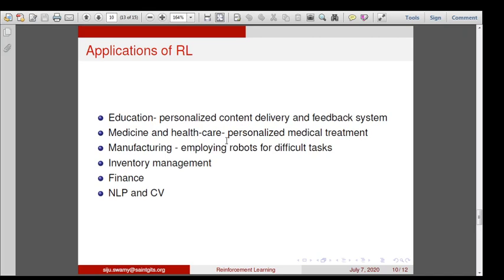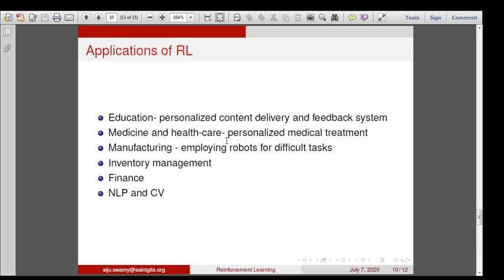In that scenario, we can use reinforcement learning. Another one is manufacturing. We can employ robots in very difficult situations. Sometimes human beings cannot operate in some manufacturing areas because of heavy temperature or highly dangerous situations. In that case, we can use pre-trained robots. Those pre-trained robots can be managed with the help of reinforcement learning models.